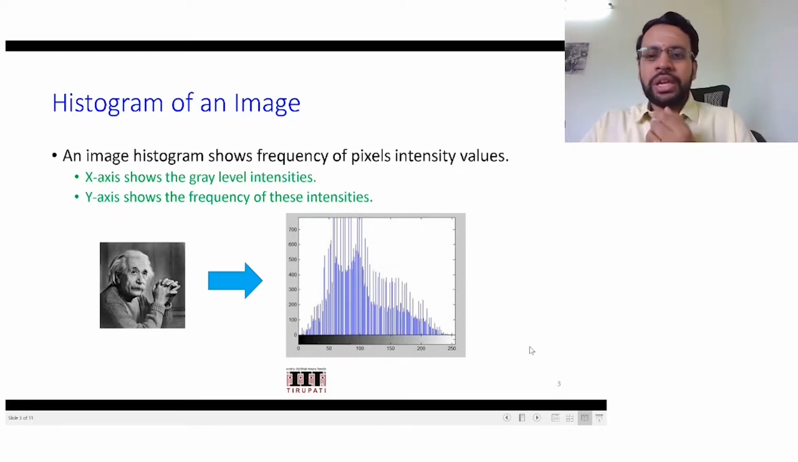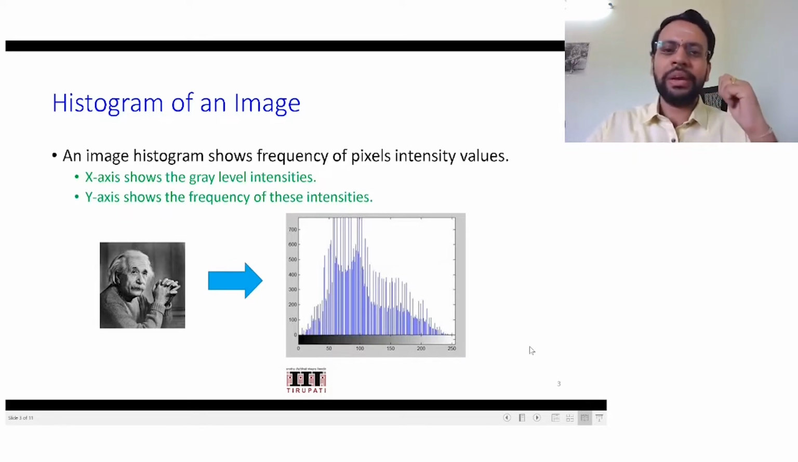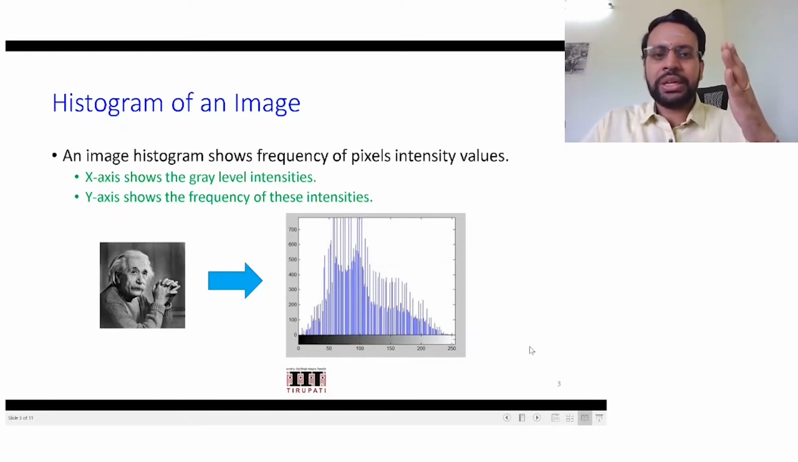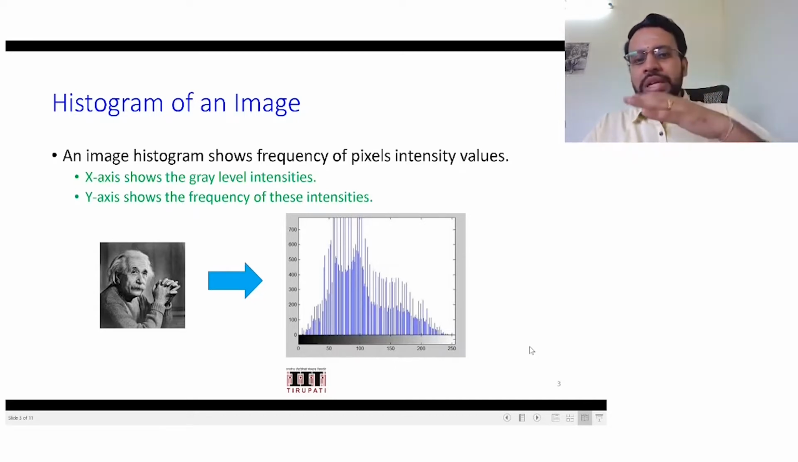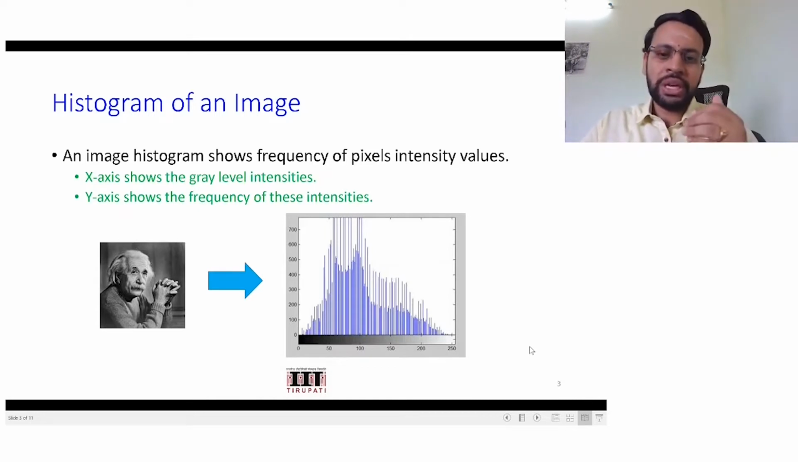So for example, take the image on the left hand side. Assume that the data type used for representing the image values at each pixel is 8 bits, that means unsigned char. So you will have intensities from 0 to 255, and what this histogram would give you is, on the x-axis, the possible intensity values that a pixel can take, and on the y-axis, the number of pixels having that particular intensity value. So in other words, it tells you the distribution of intensities in a given image.